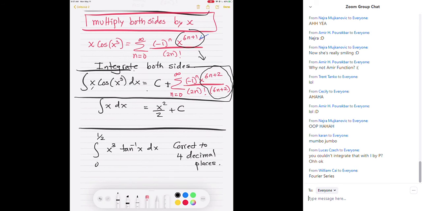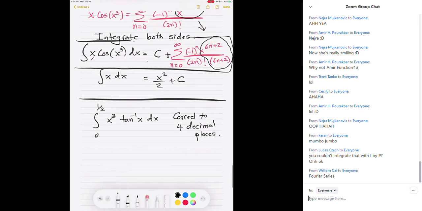So what does it mean? That we want to estimate, there you go, William, that's correct. So we want to estimate this definite integral, which will be what? Some number, I don't know what. But we want to estimate the value of this, correct, to 4 decimal places.